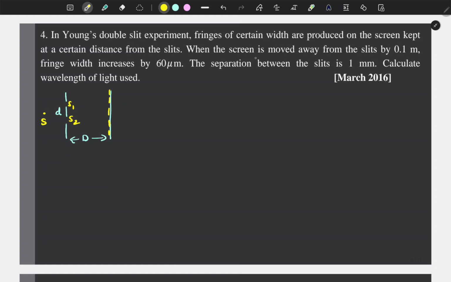When the screen is moved away from the slits by 0.1 meter, the change in fringe width is 60 micrometer. The separation between the slits, small d value, is given as 1 millimeter, which means 10 to the power minus 3 meter. Calculate the wavelength of light used. We need to find out lambda.